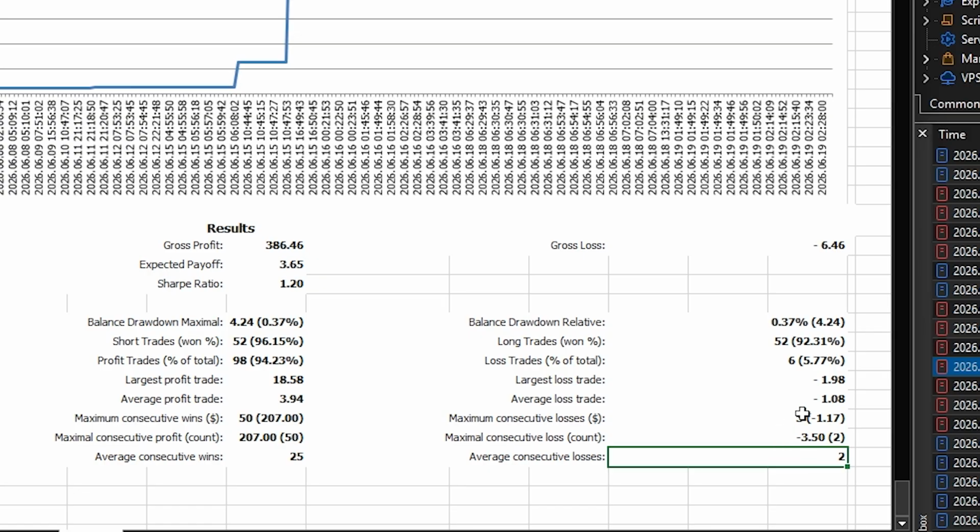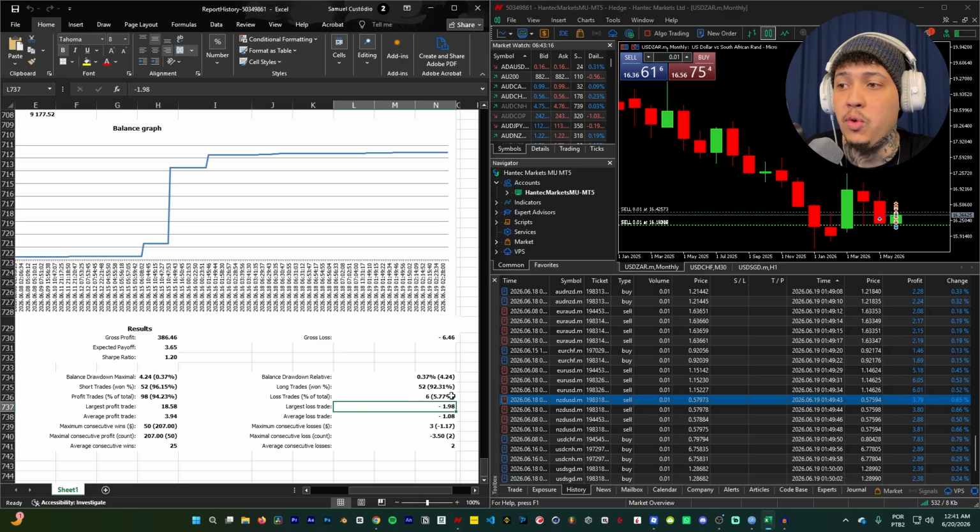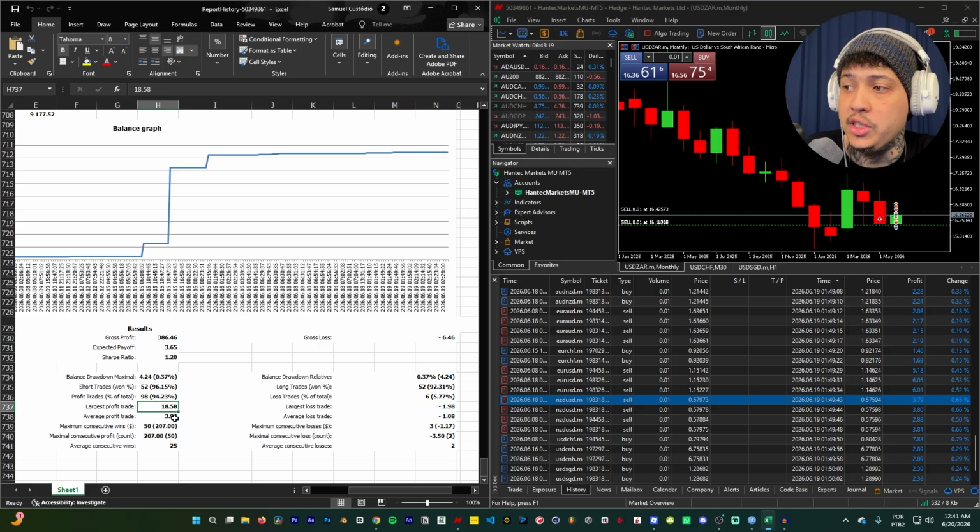Now, the average loss trade is 1.8 versus the average win is 3.94. So the average winning is much higher than the average loss. Okay. Now the largest loss trade was 1.98. Okay. Versus 18.58, the largest profit trade. So as you can see, this account is very profitable.